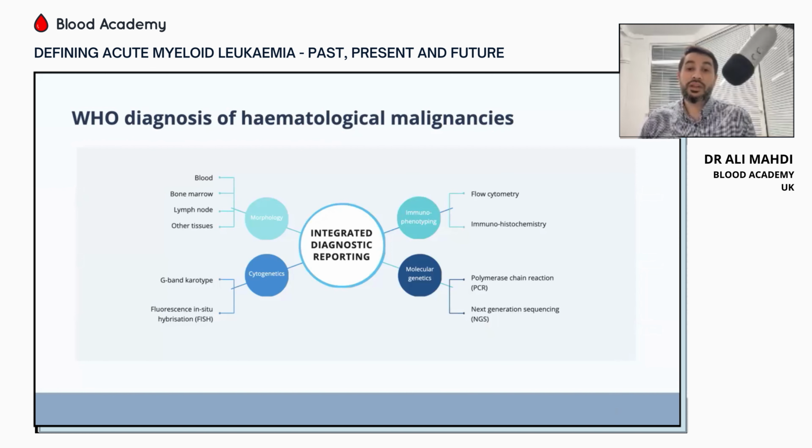of morphology, cytogenetics using G-band karyotyping and FISH, as well as immunophenotyping using flow cytometry and immunohistochemistry, as well as molecular genetics, looking at specific genetic abnormalities using techniques like polymerase chain reaction, and more recently, next generation sequencing. And they recognized that these key diagnostic processes had to be used together in order to produce an integrated diagnostic report for the patient.